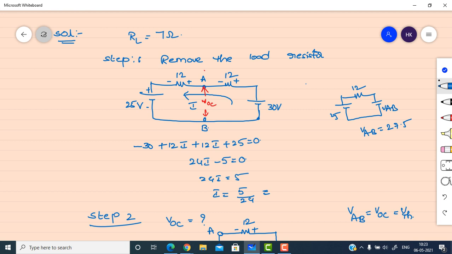The direction is what? In the previous case, this is the direction. So the terminals are common to these two parts. These terminals, A and B terminals, divide the entire circuit into two parts. That's why you can take any one part to find out that open circuit voltage.